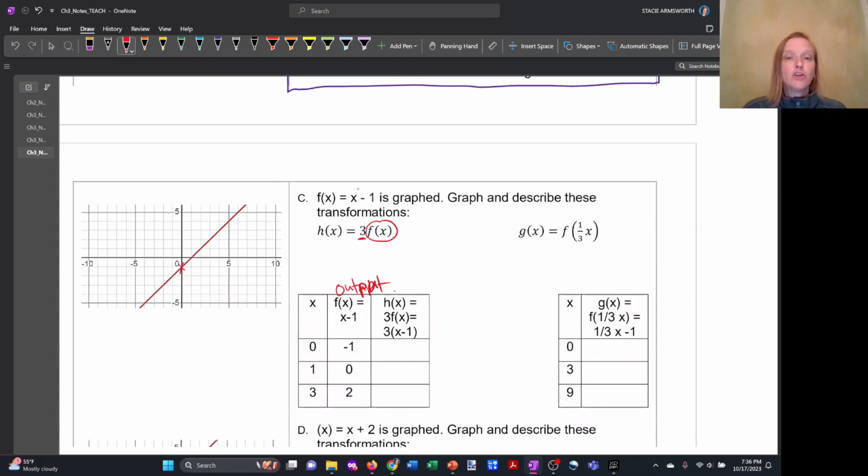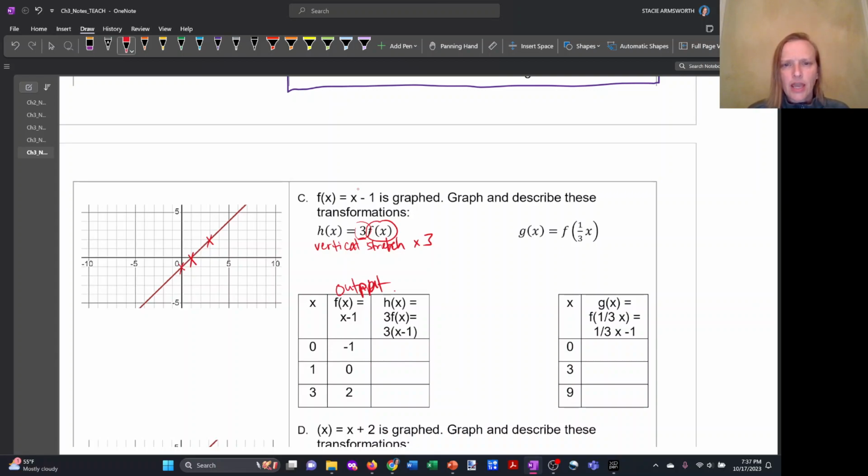Okay, so my original function has points at (0, -1), which I've already marked, (1, 0), and (3, 2). So those are 3 points on my original graph. Because this multiplication factor affects my output values, this should be a vertical stretch or shrink. And because this 3 is bigger than 1, this is going to be a vertical stretch by a factor of 3.